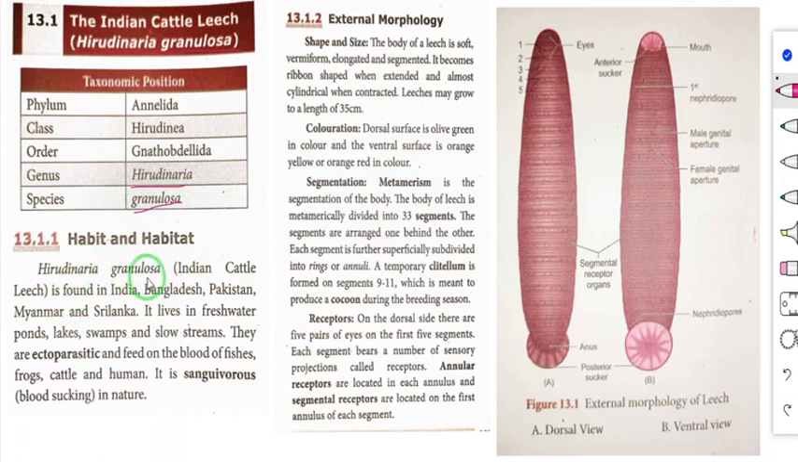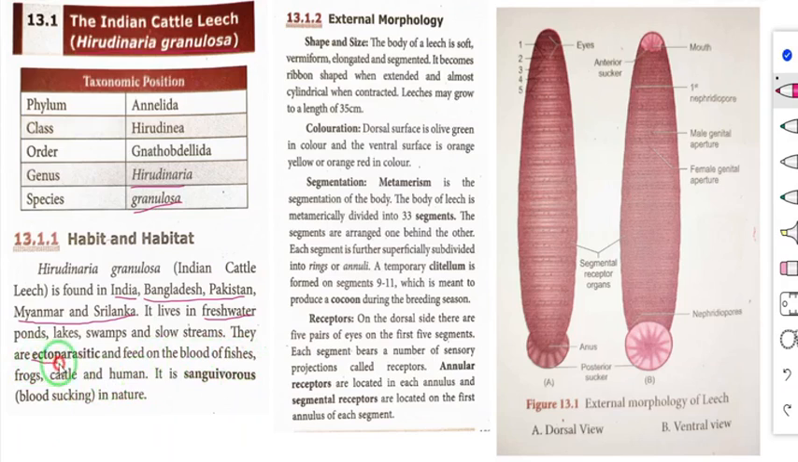Okay, the next one, habit and habitat of leech. This Hirudinaria granulosa is found in India, Bangladesh, Pakistan, Myanmar and Sri Lanka. It lives in freshwater ponds, lakes, swamps and slow streams. So it can live only in freshwater. They are ectoparasitic and feed on the blood of fishes, frogs, cattle and humans.